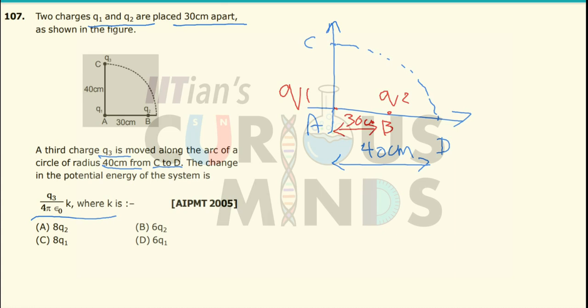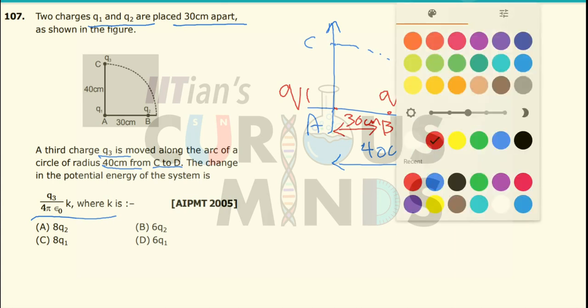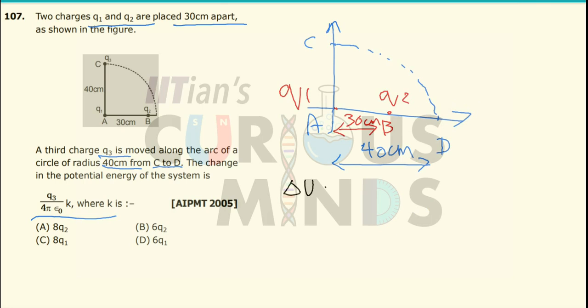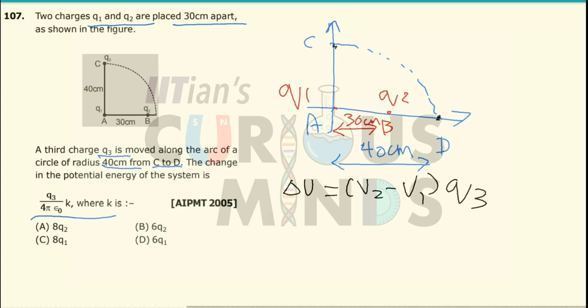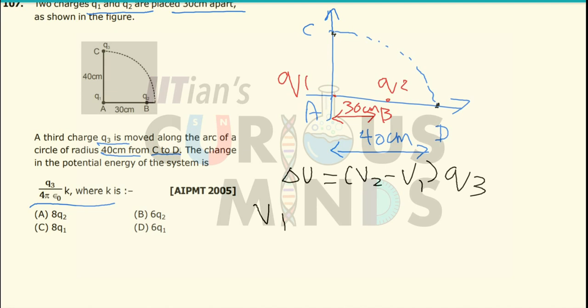Okay. So basically we have to find out the change in the potential energy of the system. So change in potential energy will be equal to V2 minus V1 into Q. Since we are finding the potential energy of Q3, it will be equal to Q3. Now what is V2 and V1? V2 is the potential at point D and V1 is the potential at point C. Okay, so now let us first find out V1 and V2.